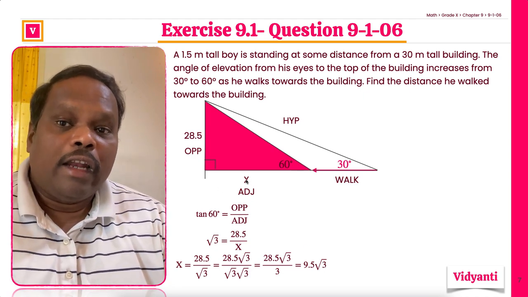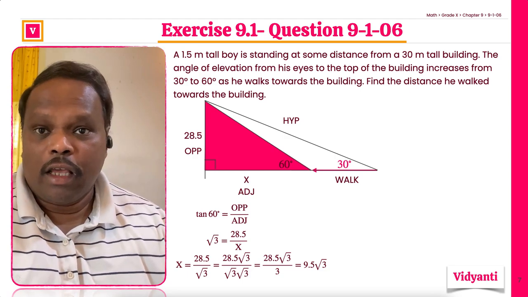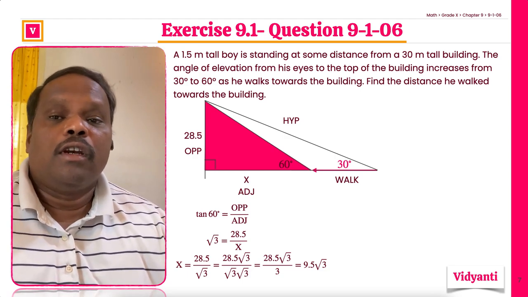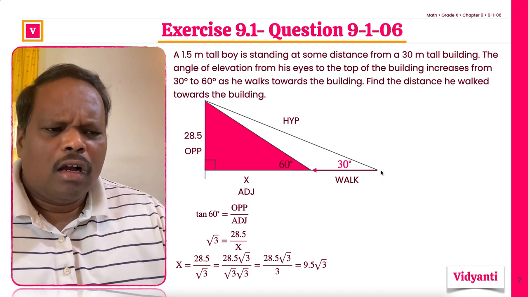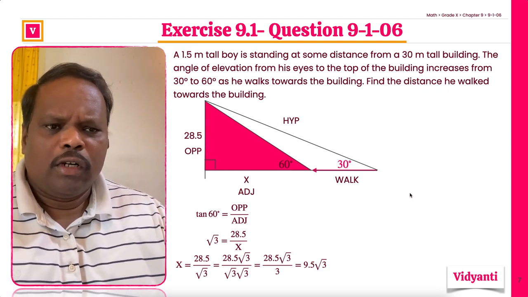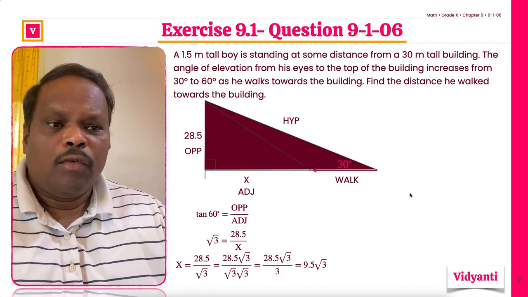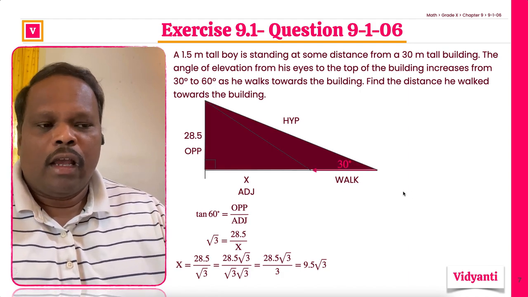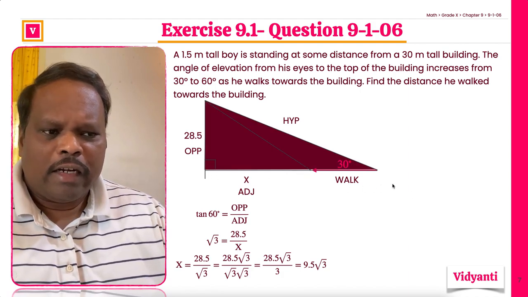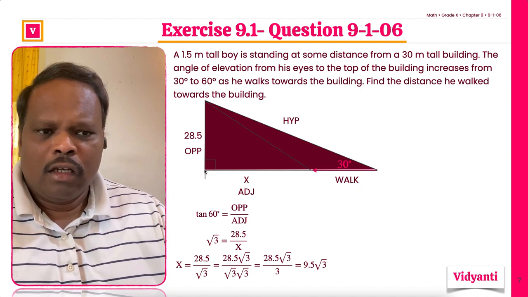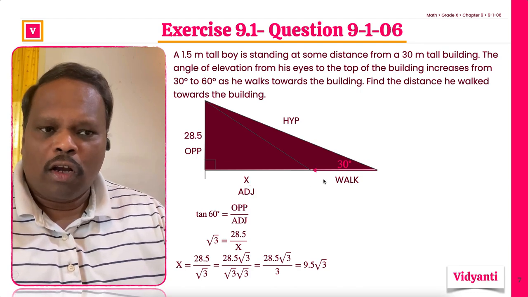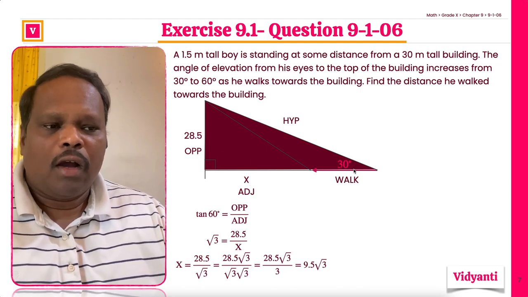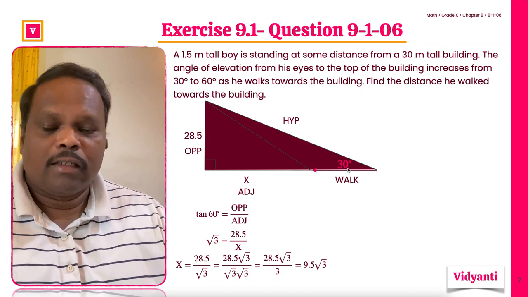Even though we are not directly interested in x, we are going to use trigonometry one more time for the larger triangle. So let's eliminate this triangle now, and consider the bigger triangle. In this case, the adjacent is not just x, it is x plus whatever the walk distance is. So adjacent is now x plus walk. Opposite is still the same, and now the angle is no longer 60 degrees, it is 30 degrees.